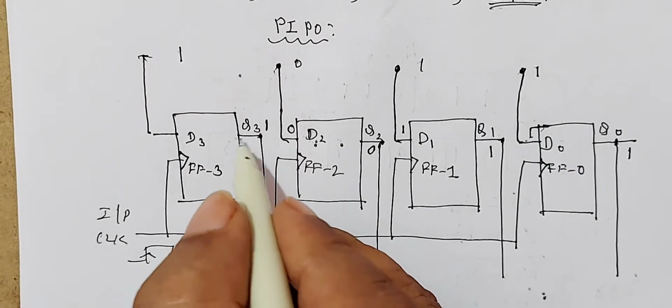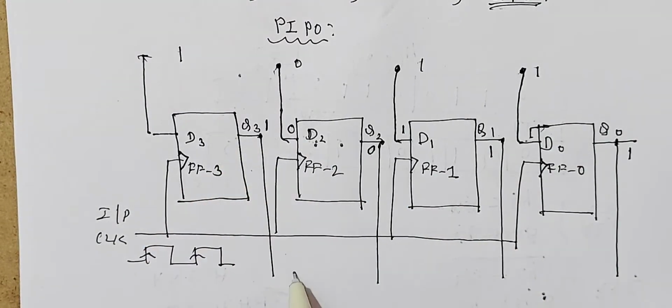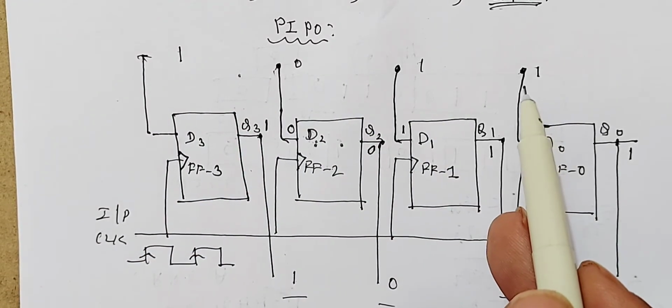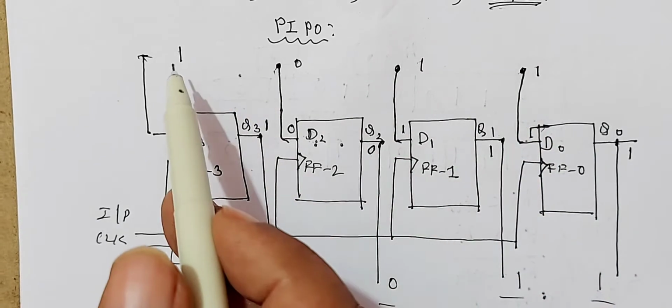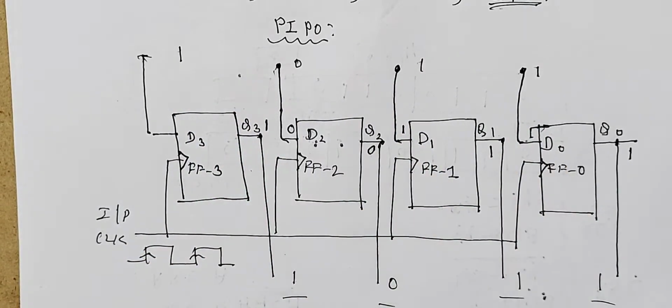Now you are taking the output directly from all the flip-flops. That is Q3 is 1, Q2 is 0, Q1 is 1, Q0 is 1. 1011 is the output. The input applied is 1011. Therefore, you are applying input simultaneously, that is parallel input, and you are taking output simultaneously, that is parallel output.